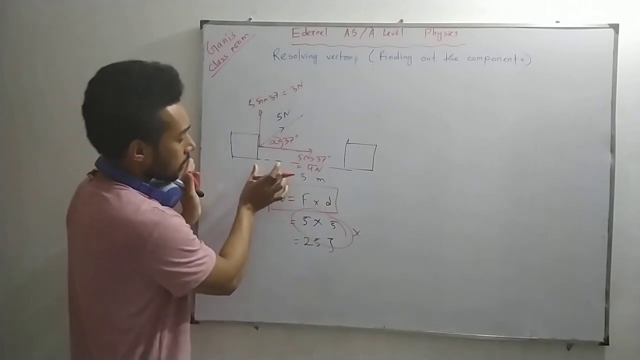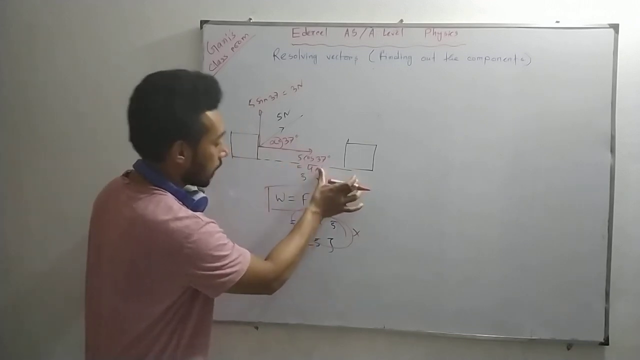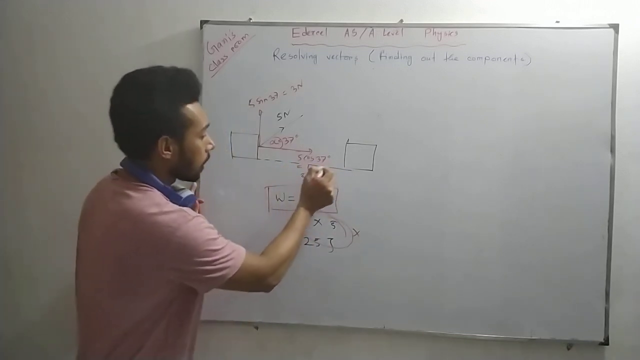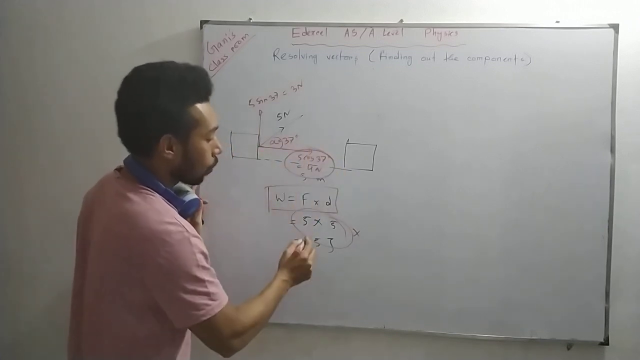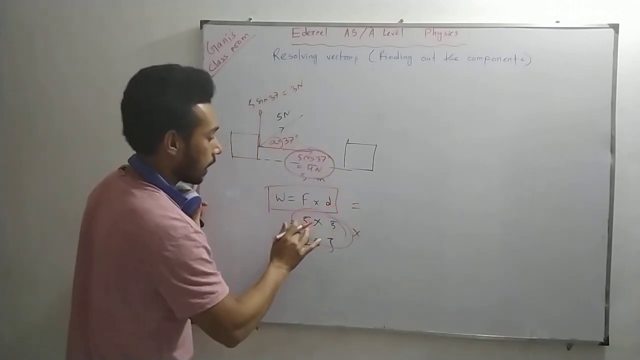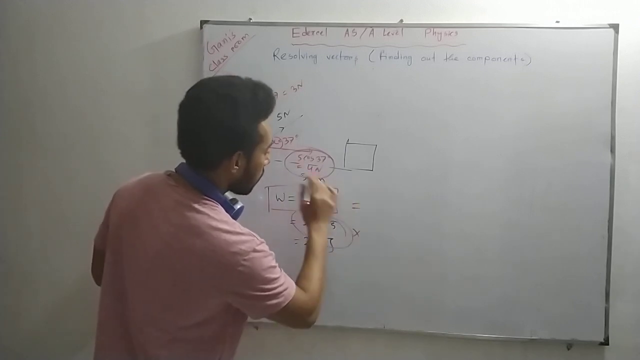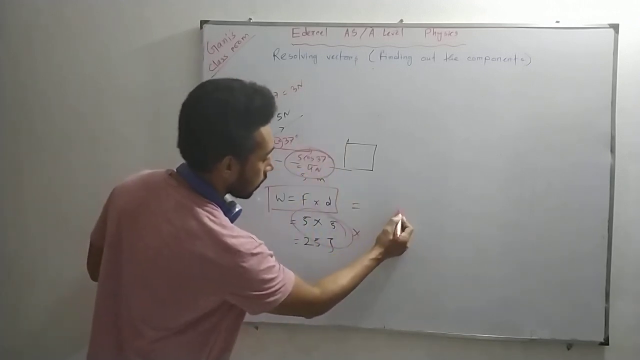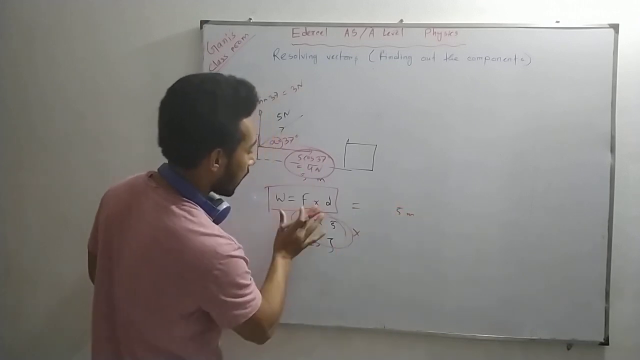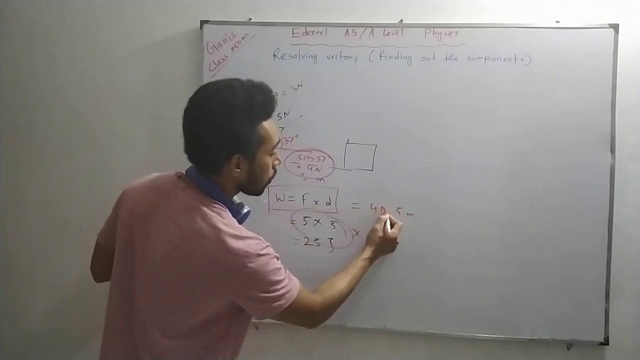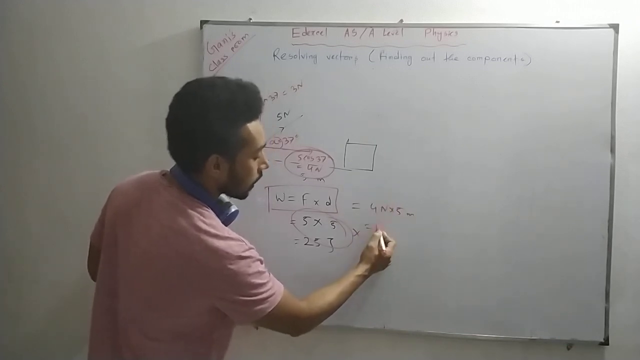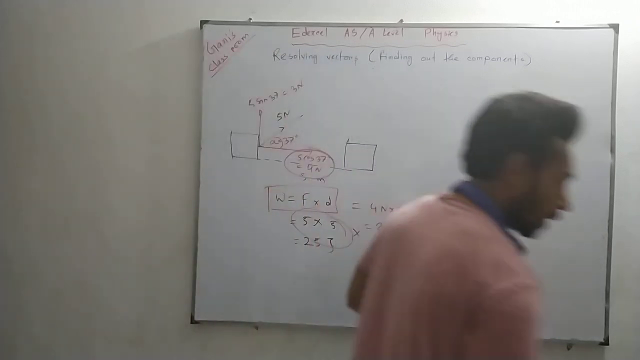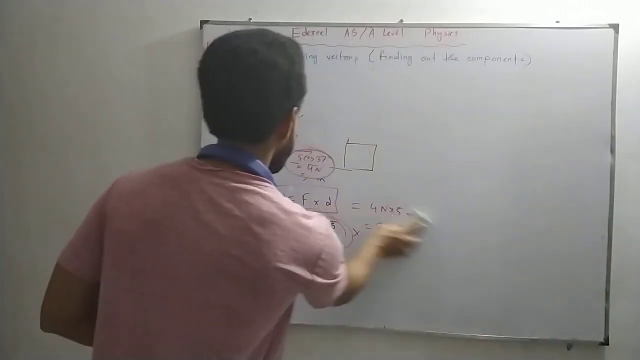Since the box has moved in this direction horizontally, you have to consider the horizontal component of the force, and that is 5 cos 37, 4 Newton. So the work done will be, in this case, since the component of force acting in the direction of the 5 meter displacement is not 5 Newton but actually 4 Newton, the work done will be 20 joules. Okay, now we are considering another example.